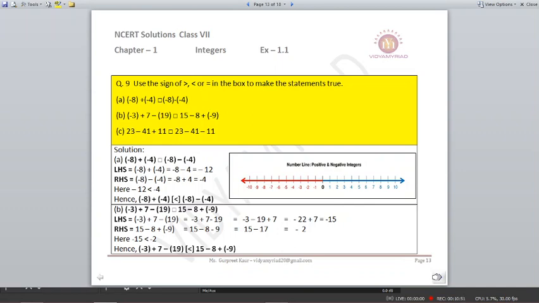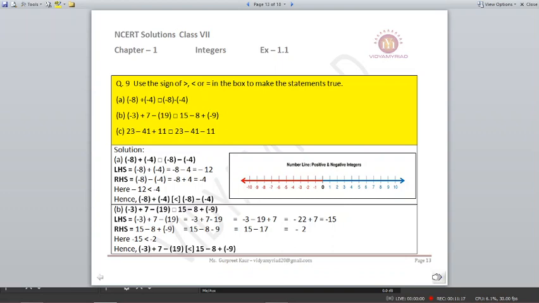Now if we look at the negative numbers, the rule changes: if a number is closer to 0, that will be a greater number, and as we move further and further, it becomes a smaller number. For example, in number 1, when we solve the left hand side, we get minus 12, and when we solve the right hand side, we get minus 4.